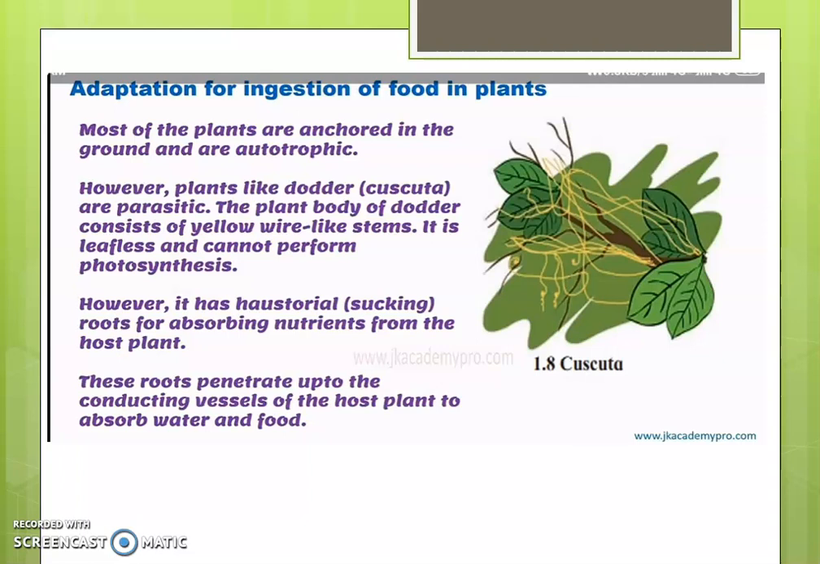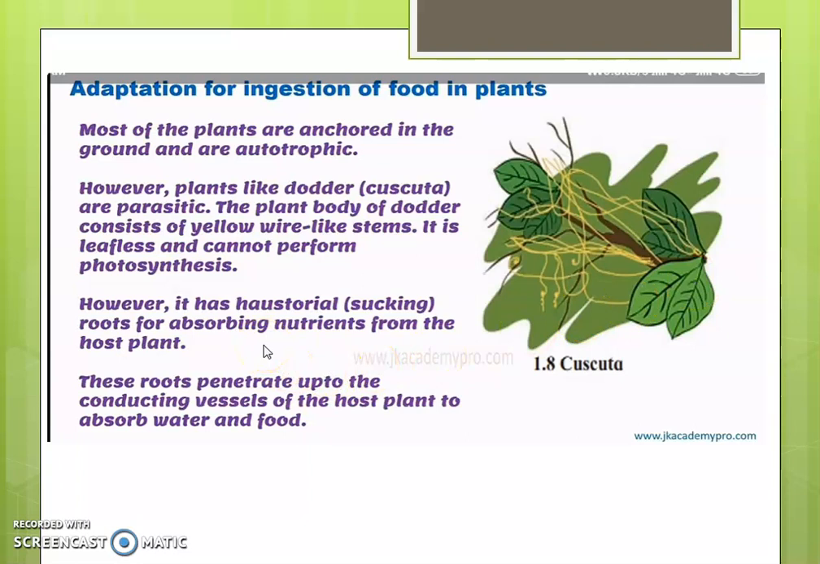The plant body of dodder consists of a yellow wire-like stem. It is leafless and cannot perform photosynthesis. If you can see in this picture, these yellow wire-like stems are actually the cuscuta plant. This is the actual tree or plant, and this cuscuta is growing on this plant, and it is a parasite which is depending for food on this green plant.